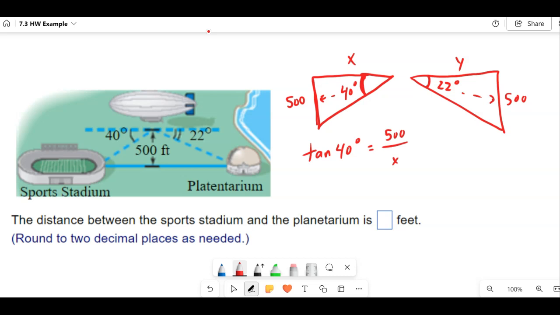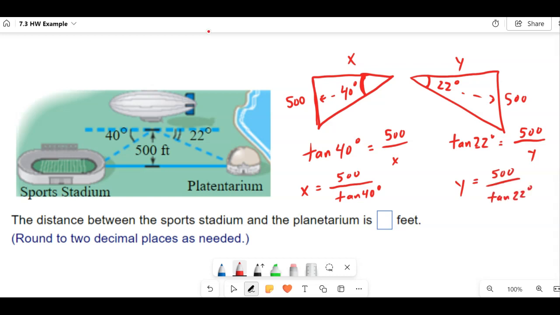All right, and then solving for x, I would move the x over. I'd have x is equal to 500 divided by the tangent of 40, and I could solve it just exactly like that, meaning put it in your calculator. Same thing here. The tangent of 22 is now equal to, again, opposite over adjacent. So solving for y, I get y is equal to 500 over the tangent of 22.